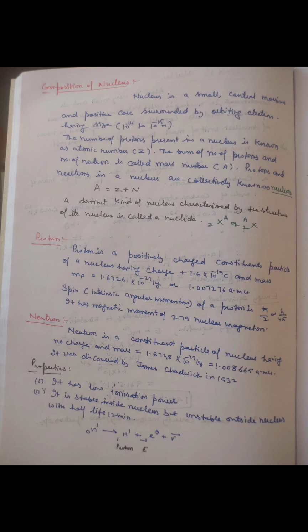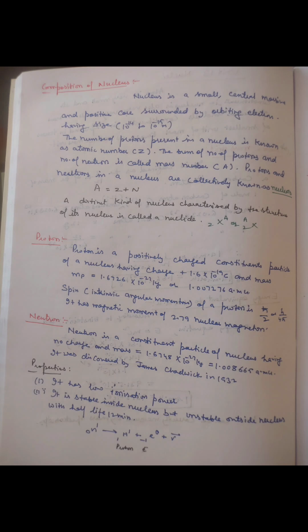Nucleus is a small, central, massive and positive core surrounded by orbiting electrons, having size equal to 10^-14 to 10^-15 meter. Number of protons is known as atomic number and sum of protons plus neutrons is called mass number. Protons and neutrons are collectively known as nucleons.